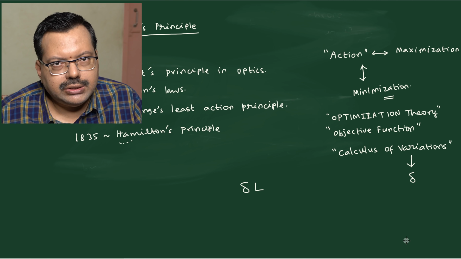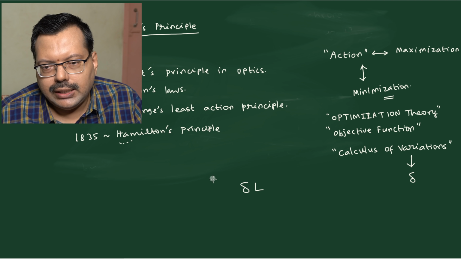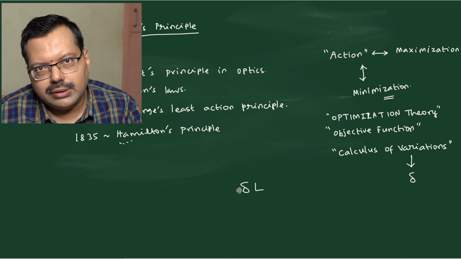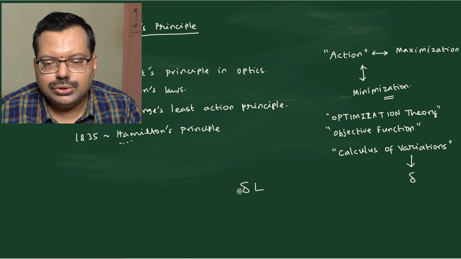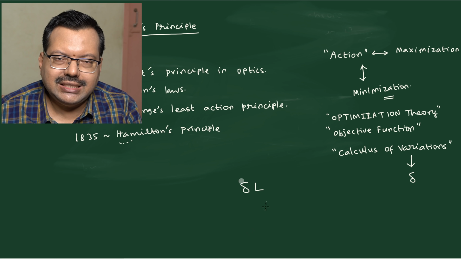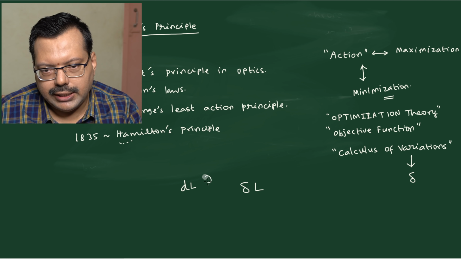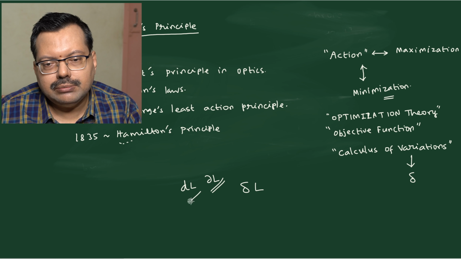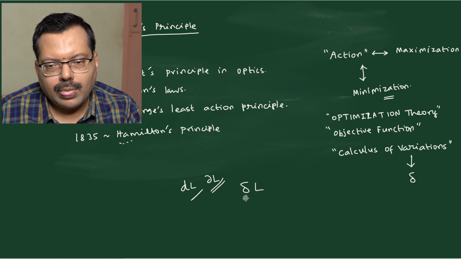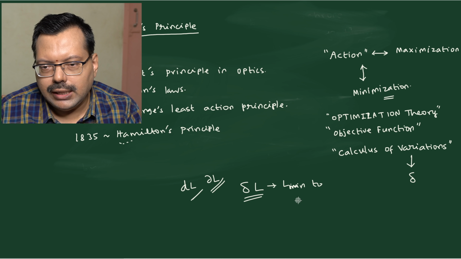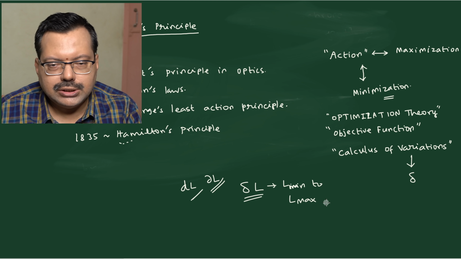So there is a variation in length, and that is delta L. Delta is the general mathematical symbol used for representing variation. You should not confuse this with the traditional derivative symbol, such as dl or the partial derivative symbol. Compared to those symbols, this means that you are going to allow a variation to take any value starting from some L minimum to L maximum. That is what it means to say.